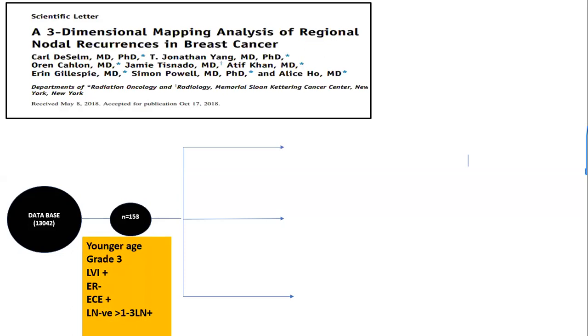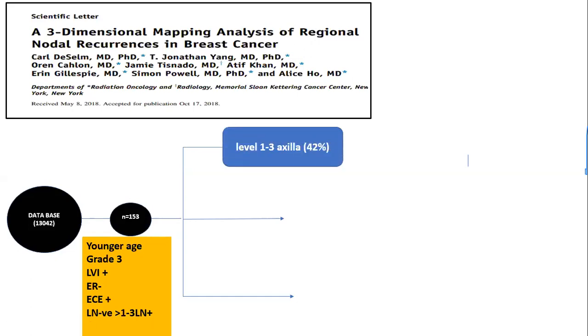And interestingly, lymph node negative is found to be at higher risk compared to lymph node positive with 1 to 3 nodes. Maybe because patients with 1 to 3 positive lymph nodes are treated more aggressively compared to the lymph node negative ones. So this might be a possible reason actually.